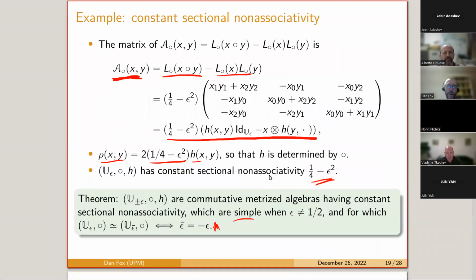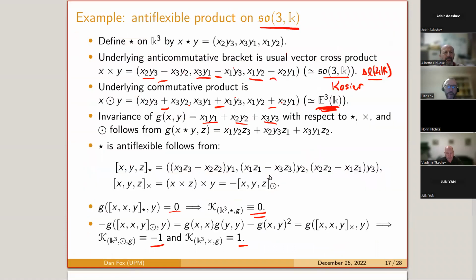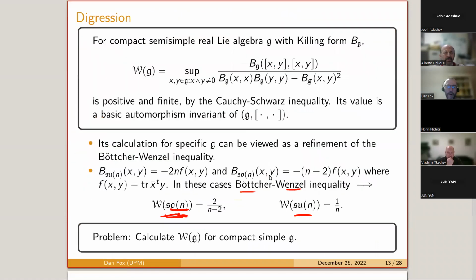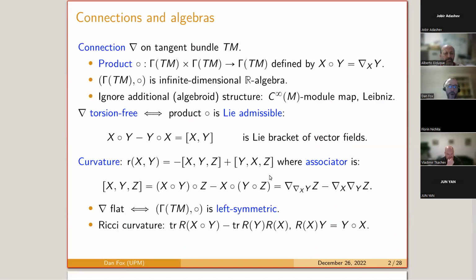I'll go way, way, way back here to where I was talking about curvature, just to make a comment here. Where did I have it? Here. The curvature of an algebra was like this, but if my algebra is commutative, then... I'm not going to make the remark.